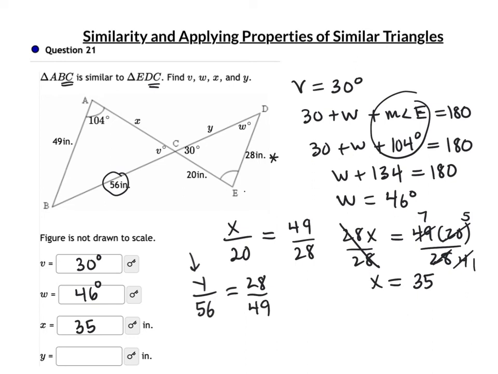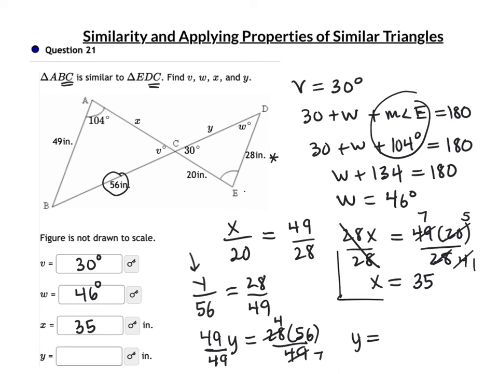So we cross multiply and get 49y equals 28 times 56, and divide by 49. We'll divide by 7, we get 7 and 4. We'll divide by 7, we get 1 and 8, and 4 times 8 is 32. Y is 32.